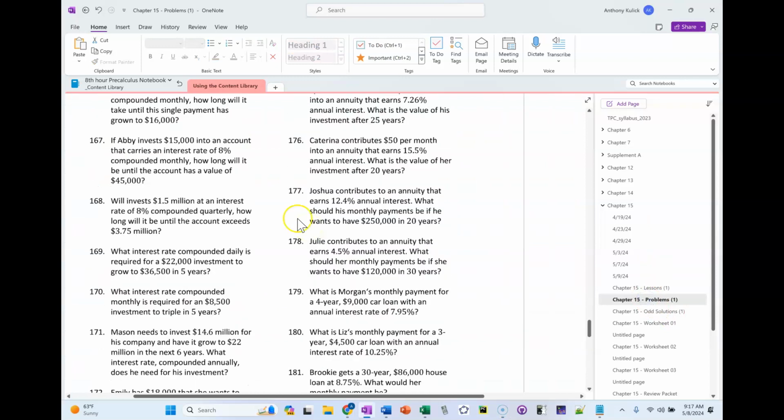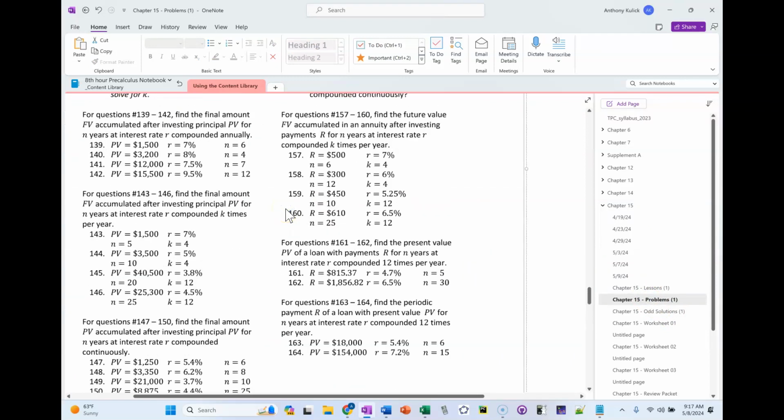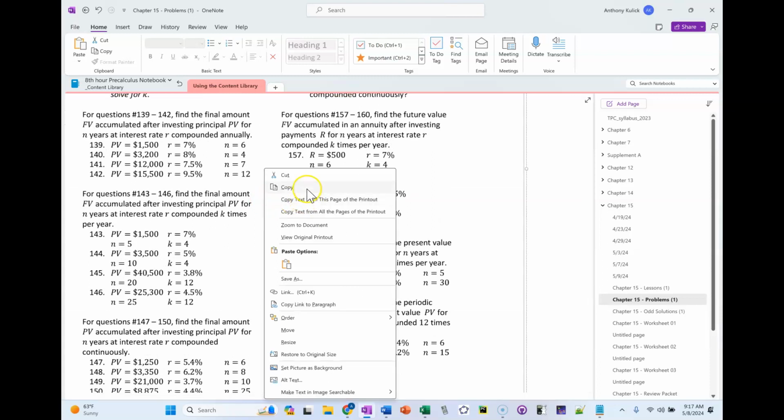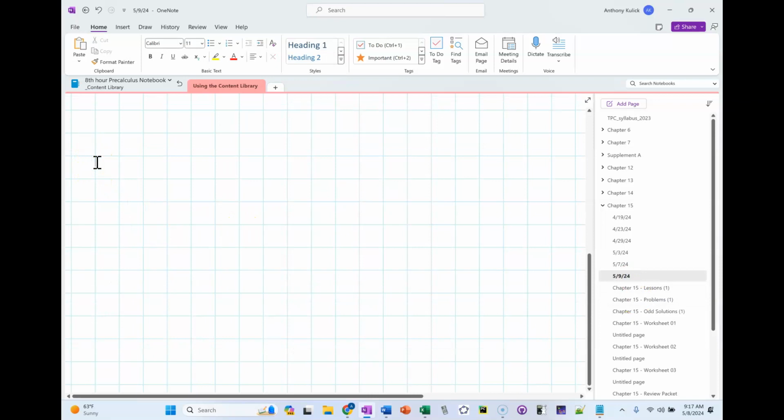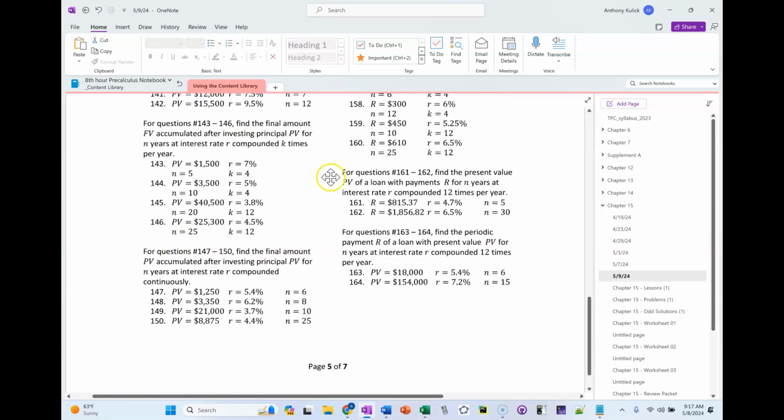I'm sure I can do it. Let's grab that, and we'll just drop that in at the bottom. So these ones here? Yep. Okay. It says find the present value of a loan with payments R for N years at interest rate R, compounded 12 times per year.